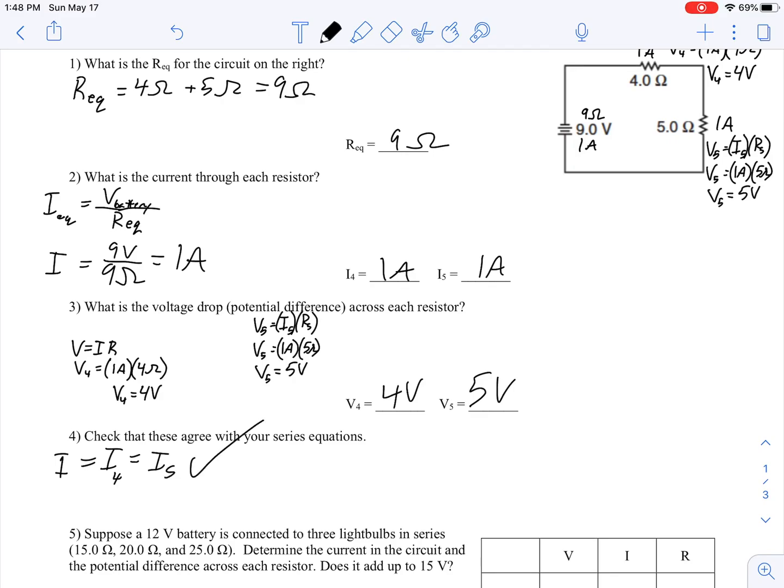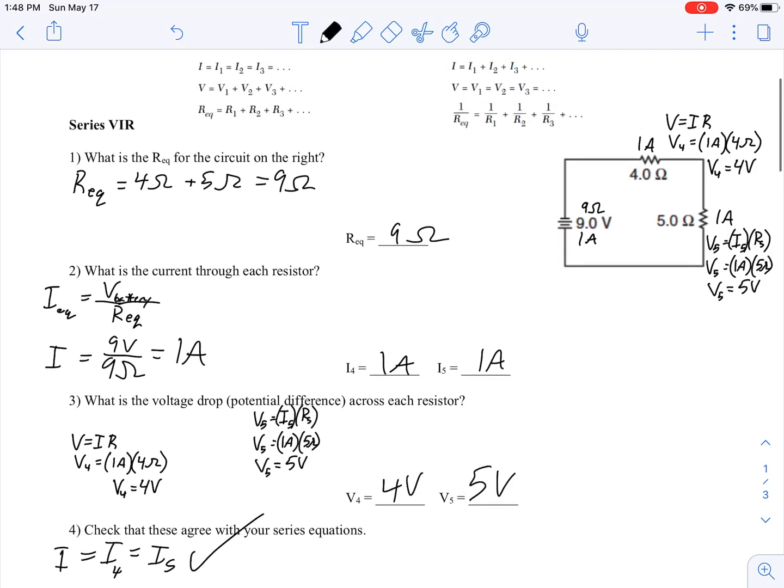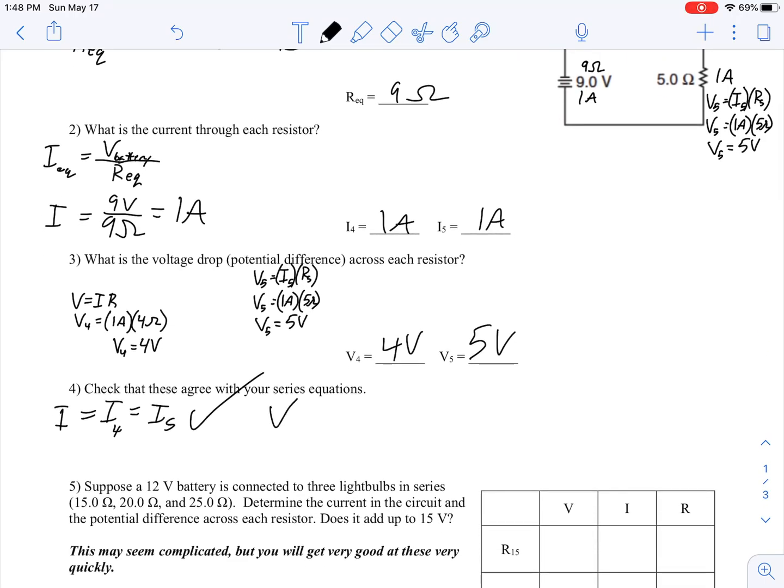They're all 1. Now, how about our voltages? Remember, the voltages add up. So our total voltage through the battery equals the voltage through the 4 ohm resistor plus the voltage through the 5 ohm resistor. Does that work? Well, the voltage of the battery is 9 volts. Voltage of the 4 ohm resistor is 4 volts. Voltage of the 5 ohm resistor is 5 volts. So yeah, that checks off as well. All right.